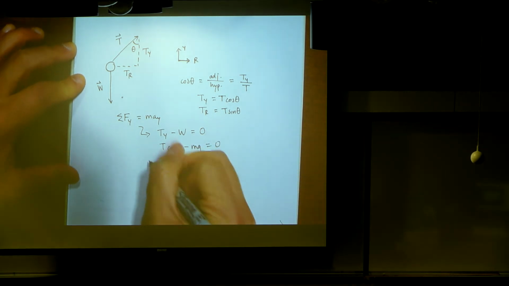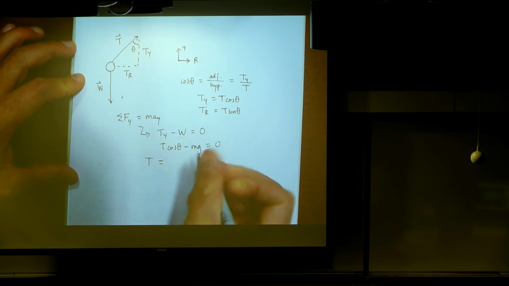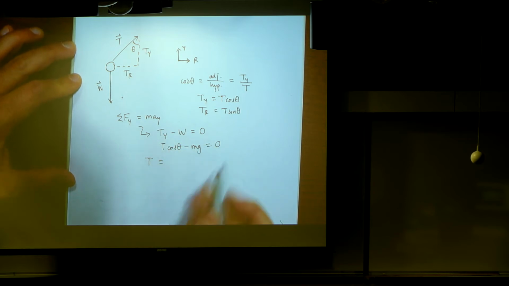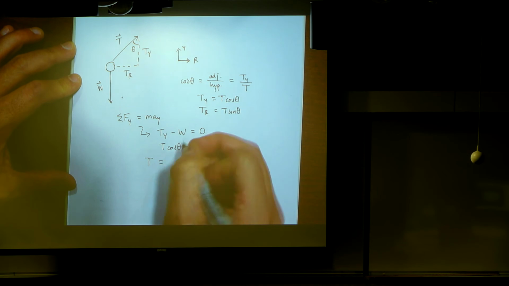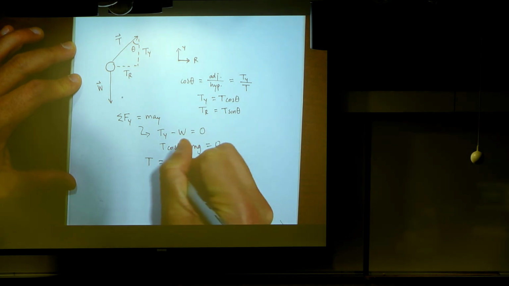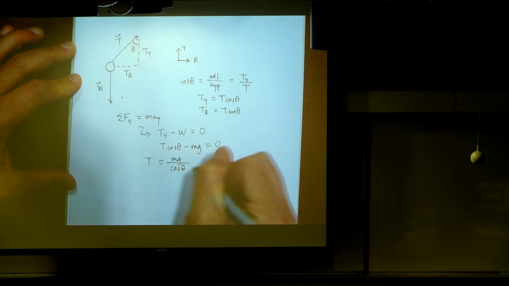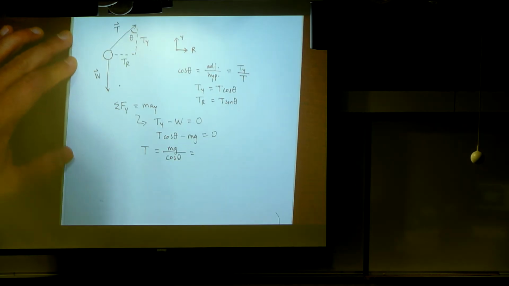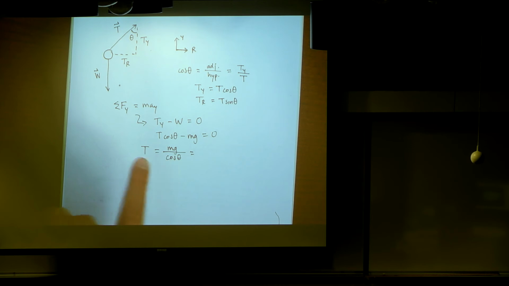So then I can solve for the tension straight away. I'll add the mg term to this side and then divide out the cosine theta term. So it's mg divided by cosine theta. Just like that. And we can plug some numbers in and answer the question, how much tension is there in the string? We can do that part.